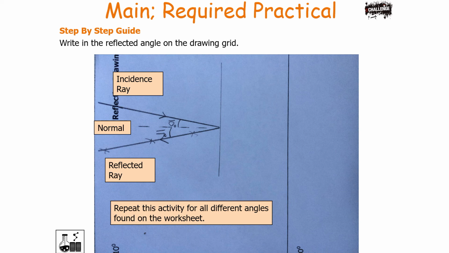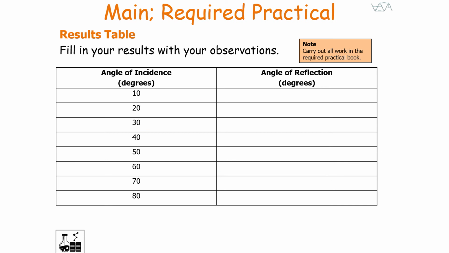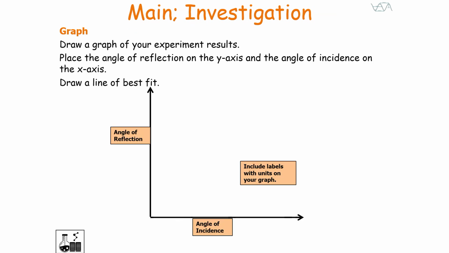Then you'd write in the reflected angle on your drawing grid and repeat it for different angles found on the worksheet. So for example, you could have 10 degrees, 20, 30, 40, 50, 60, 70 and 80. You would then draw a graph of the experimental results with the angle of reflection on the y-axis and the angle of incidence on the x-axis, and you then draw in a line of best fit.